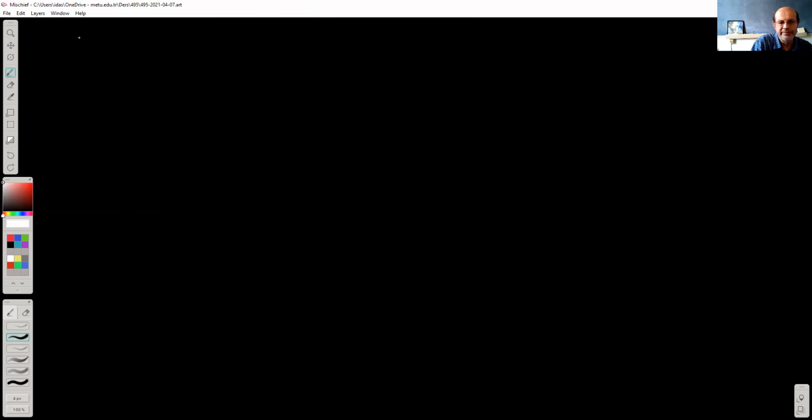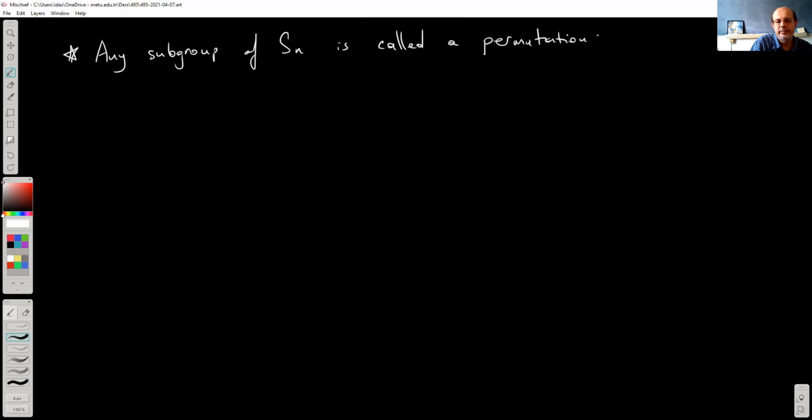One more thing, sorry. Any subgroup of Sn is called a permutation group. So the alternating group is an example, for example. The group Sn, the symmetric group, is a permutation group because every group is a subgroup of itself. But basically, a permutation group is a group formed from permutations.